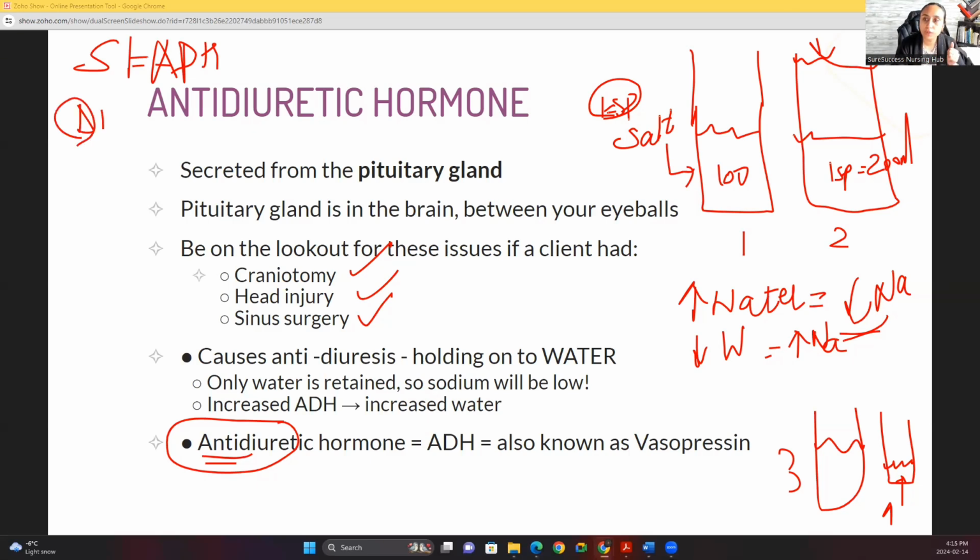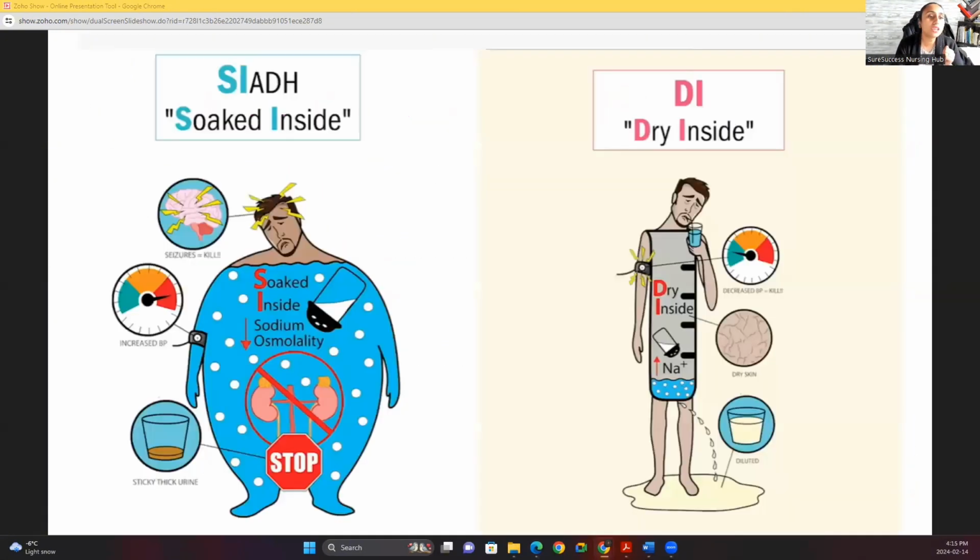So how do you remember the signs and symptoms if you want to save time? SI means soaked inside, and DI means dry inside. But if you know what ADH does, what does ADH less and high mean? To be very quick, this is the easy way to remember. SI means super increased ADH, and what will it do? You will be soaked inside.